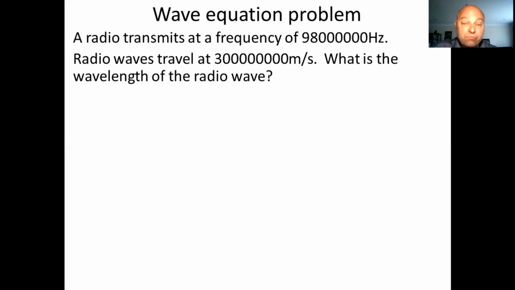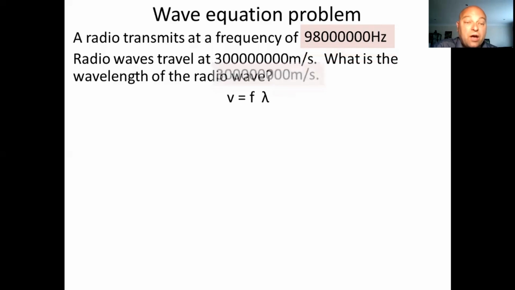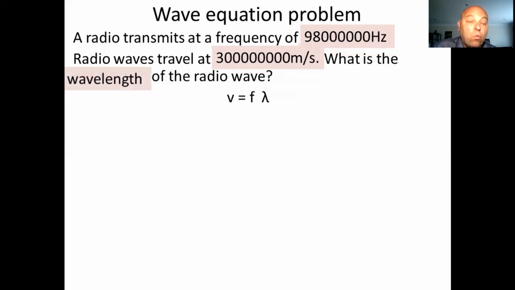So how do we solve this problem? The first thing we do is write out our wave equation. V equals F times lambda. Then we highlight the things that we already know. So we know 98 million hertz, that's our frequency. We know 300 million meters per second, that is our wave velocity or our wave speed. And we are trying to find out wavelength.